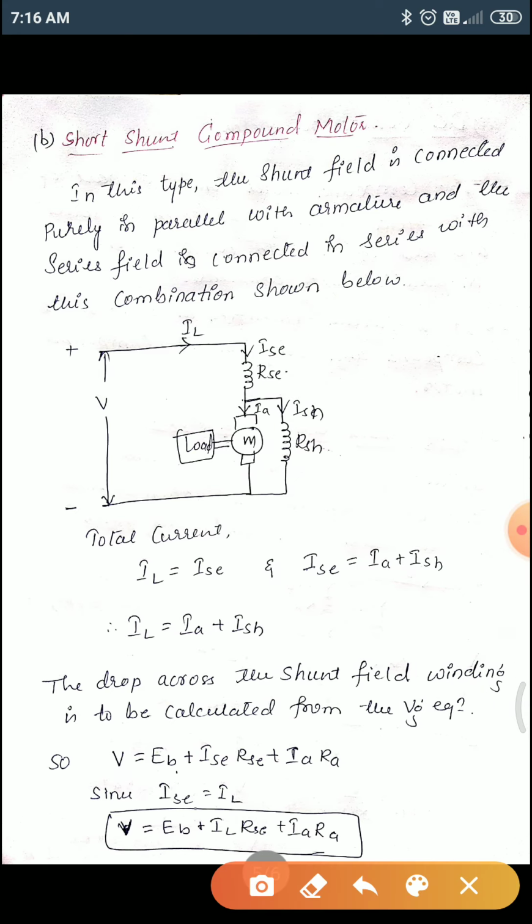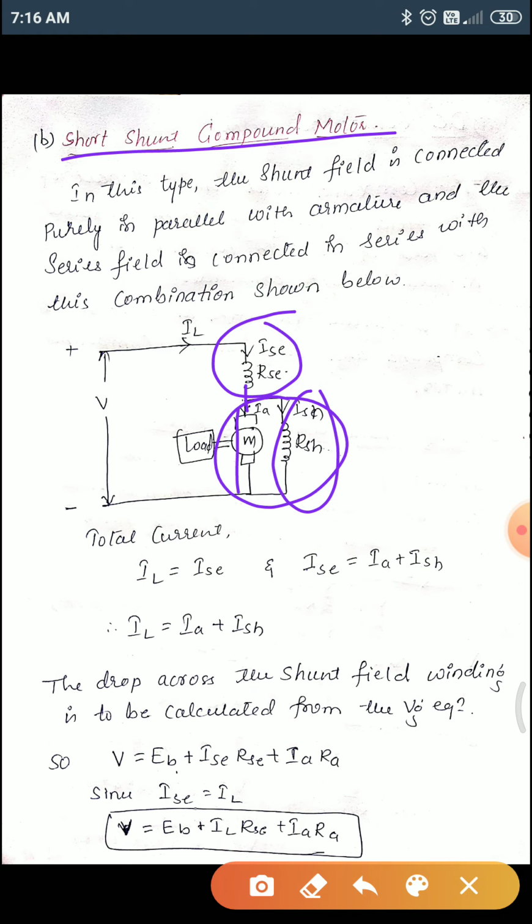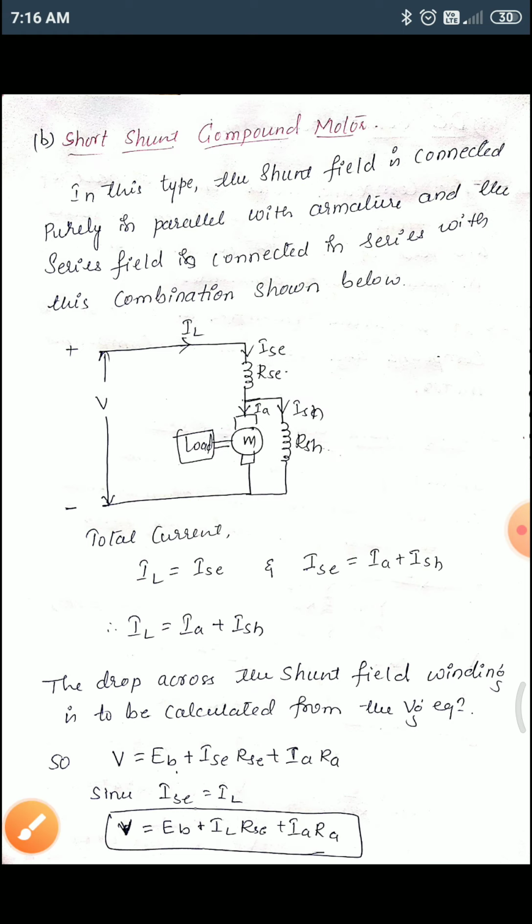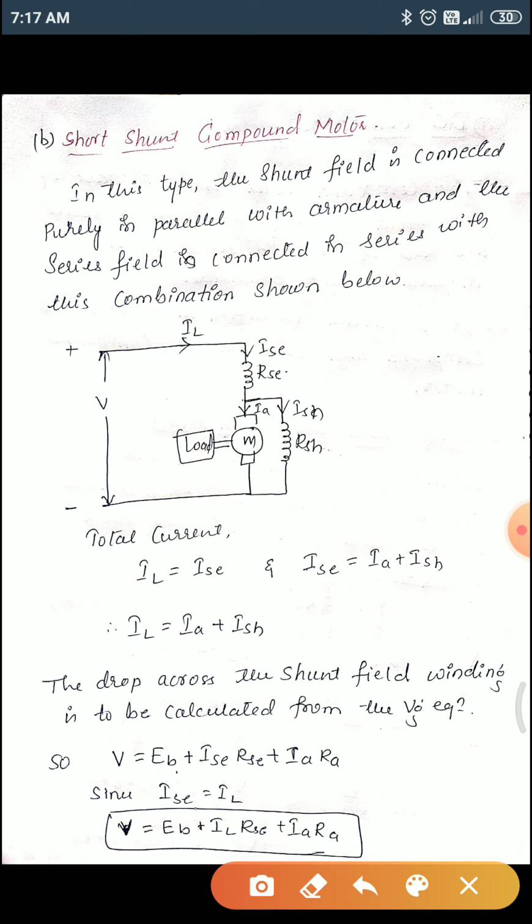Let's see the short shunt compound motor. The meaning of this is that the shunt field winding is connected only across the motor, meaning the armature. So this combination is in series with the series field winding. This is a short shunt. You can observe this name: short shunt means short in length. So this shunt field winding is connected only to the armature.